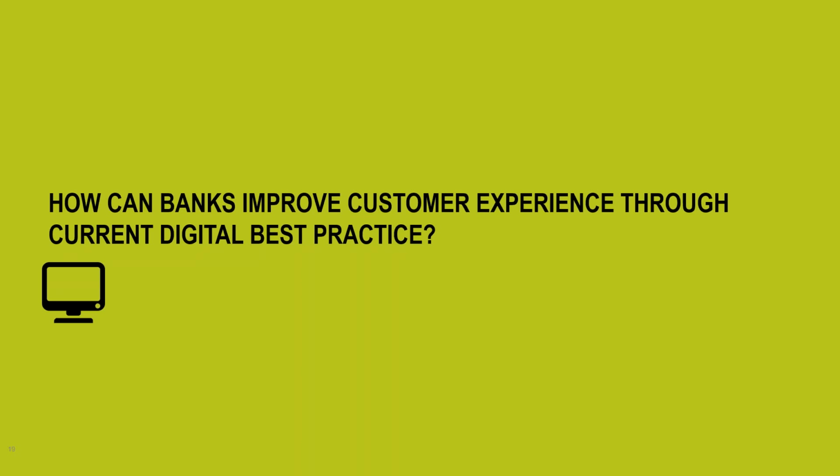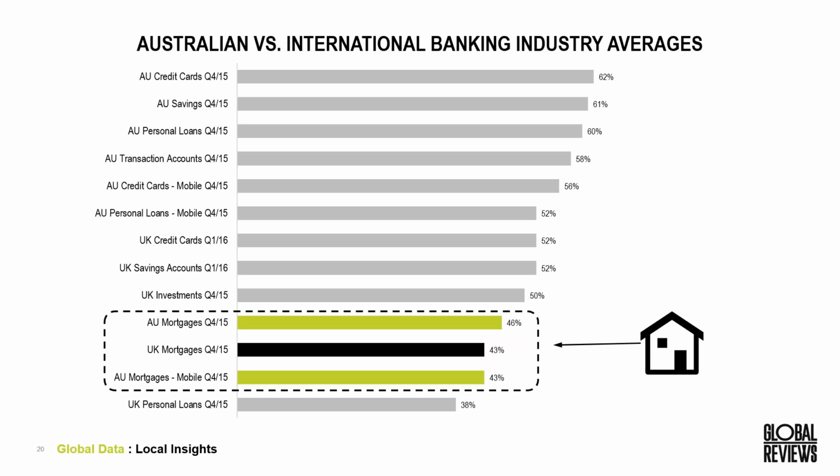Again, how can banks improve customer experience through current digital practice? So this section will really go through a number of examples across a number of industries around who is doing best practice and how mortgages, which is one of our least performing areas of banking, can actually utilise these experiences and these examples to better their current offering for customers.